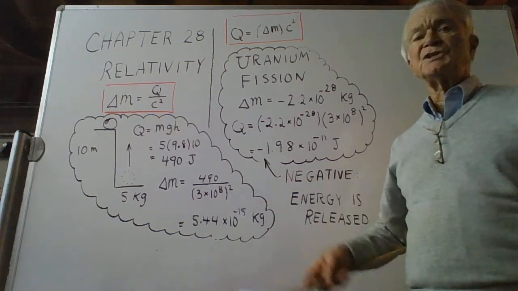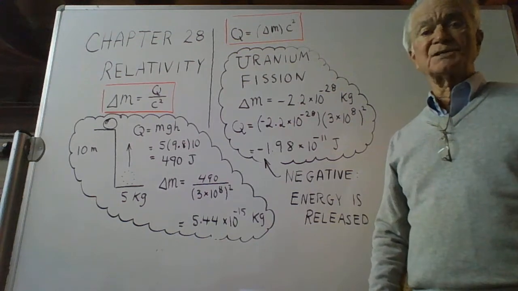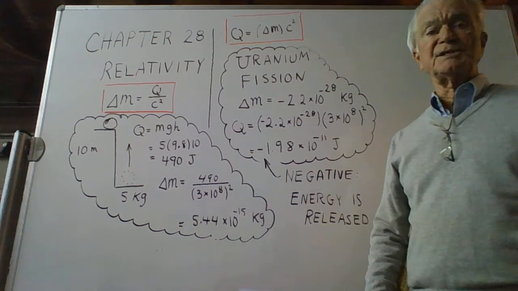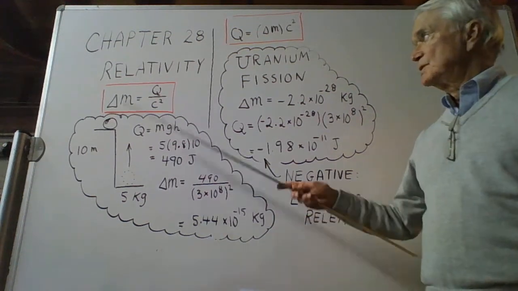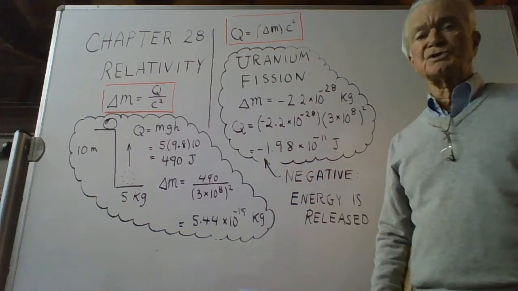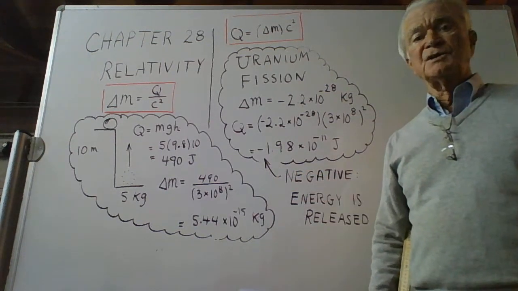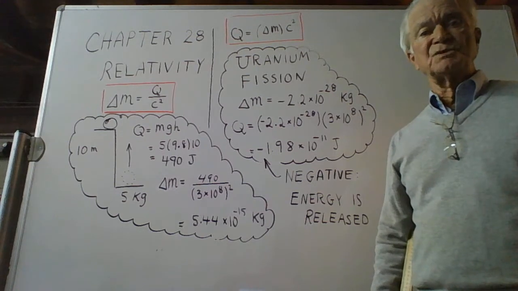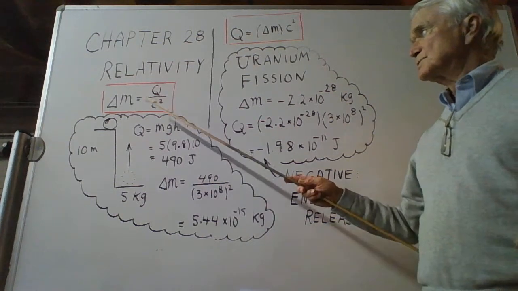Delta M is a change in the mass of an object. It could be positive or negative. The mass can increase, the mass can decrease. Q is the associated quantity of energy gained or lost by the object. C is squared.